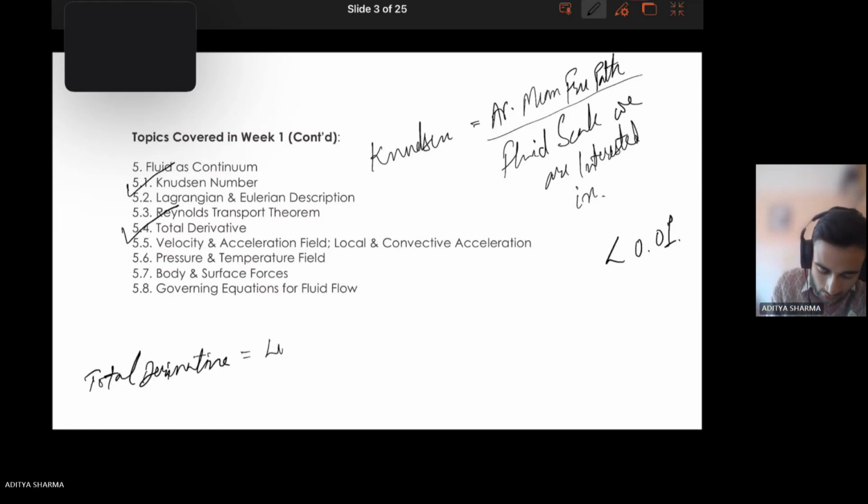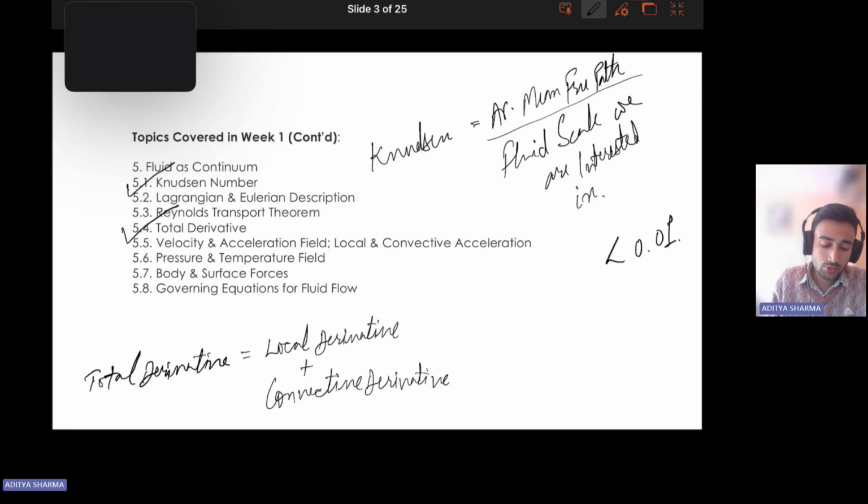total derivative is local derivative plus convective term. What the local term is related to is time: the variation in a particular property with respect to time is the local derivative, and the variation with respect to the position of a particular property, we call the convective derivative. Later there is also one question related to this, so we shall see how we can solve that particular question.